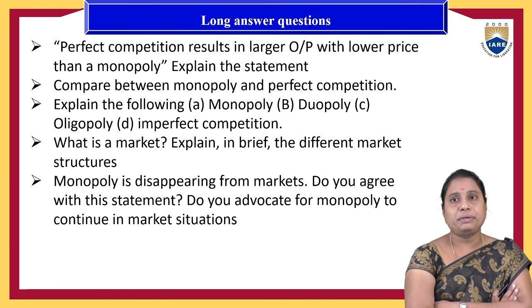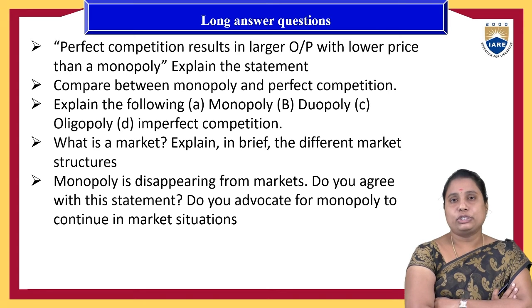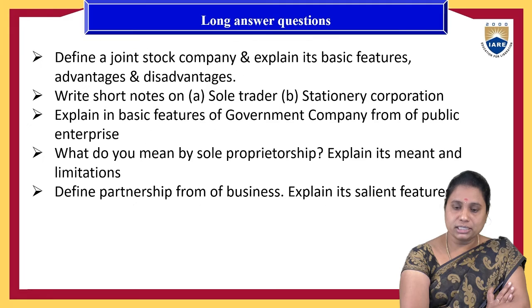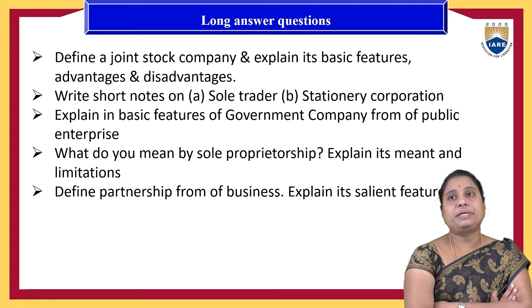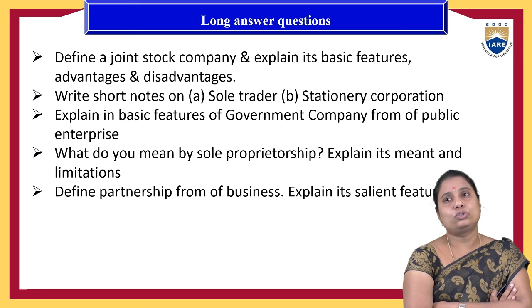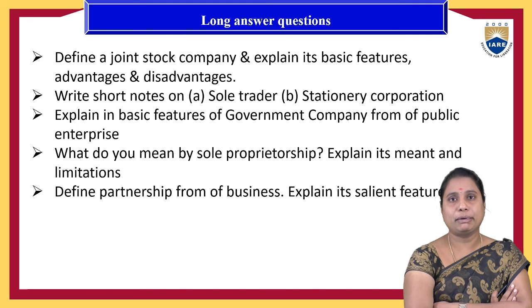Monopoly is disappearing from markets. Do you agree with this statement? Do you advocate for monopoly to continue in the market? Your opinion on monopoly markets we need to explain. And define a joint stock company and explain its basic features, advantages, and disadvantages. And a brief note on solo traders, statutory corporations, cooperative societies, etc. We need to explain, and explain the basic features of the government company as a public enterprise.